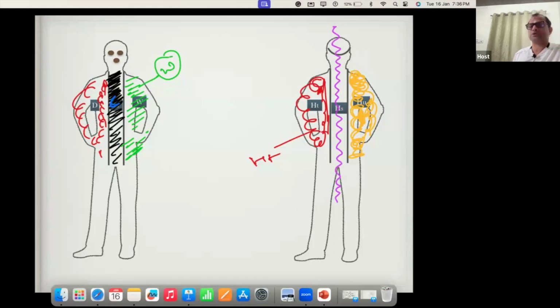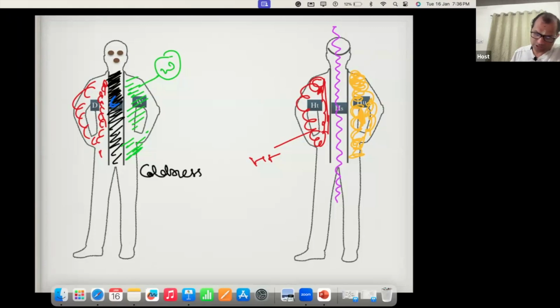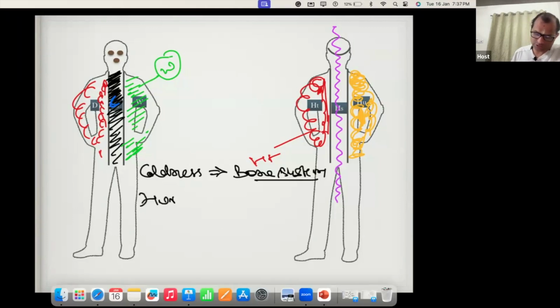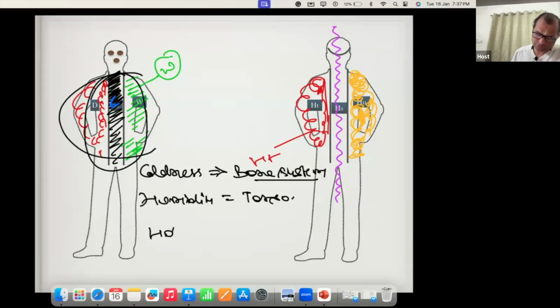So I will put this hotness point, means I just want to treat here. I just want to do the treatment here only. So my first selection about coldness means I want to work on the bone system. But in the body, we are having too many bones. My second selection was humidity, means I want to work in this area, means torso. My third selection will be hotness. I just want to work where we have spine, means back central.